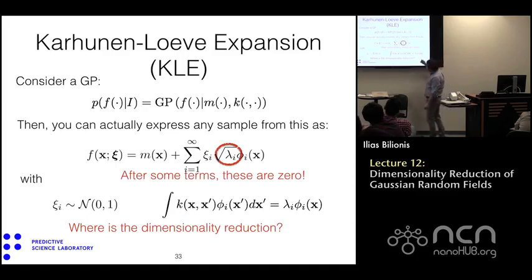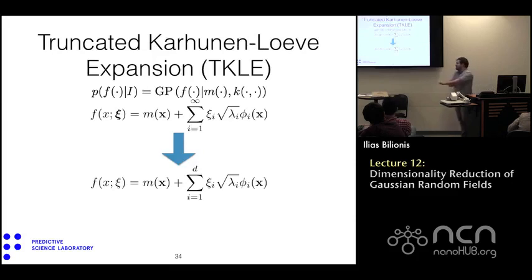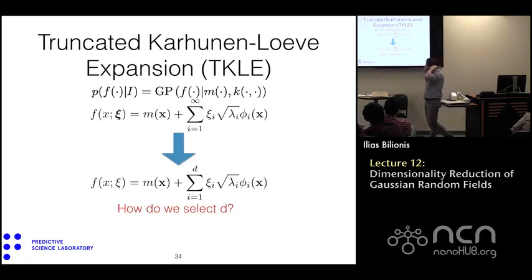It goes to infinity, but we observed that these lambdas go to 0 quite fast. So after some point it doesn't really matter, and we shouldn't keep summing things up because we're going to be adding zeros. So that's the idea: you need to truncate the expansion at a finite number. And the question is, how do you select that number?